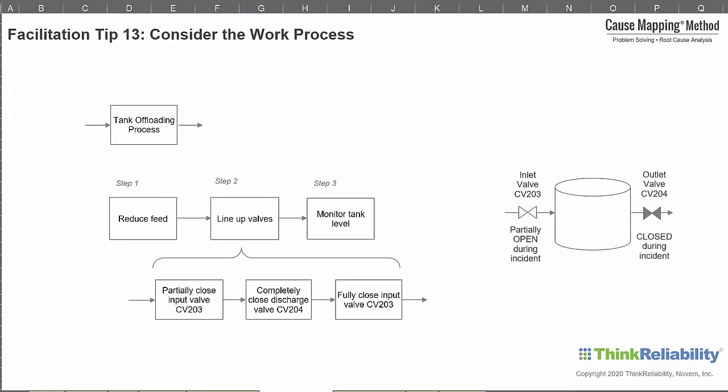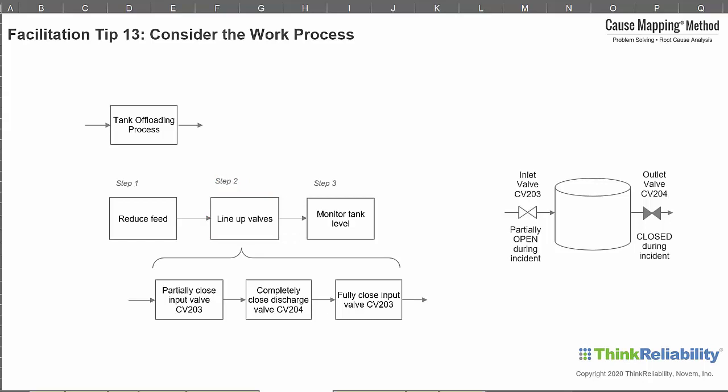Well, as I begin to talk to the operators to understand what lineup valves means, that's what was identified in the cause map that didn't go well. We had an inlet valve partially left open. I want to focus on step number 2. So I asked the operators what's required to successfully line up this tank.